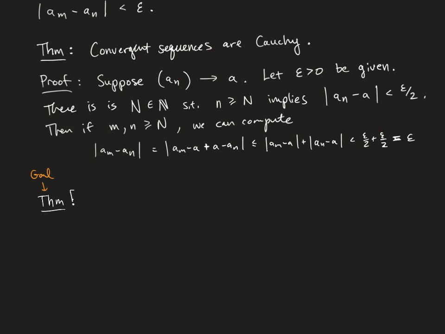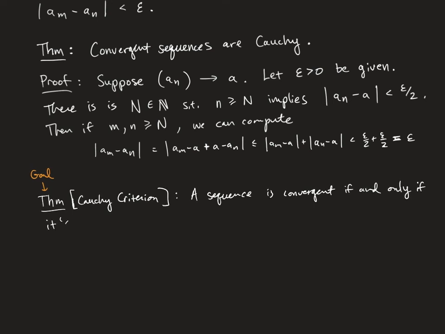And this is called the Cauchy Criterion. It says that a sequence is convergent if and only if it's Cauchy. It's a Cauchy sequence.